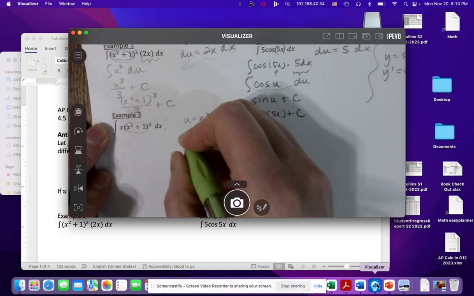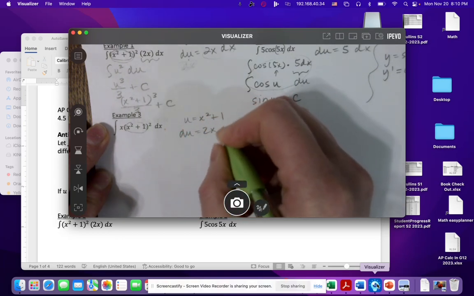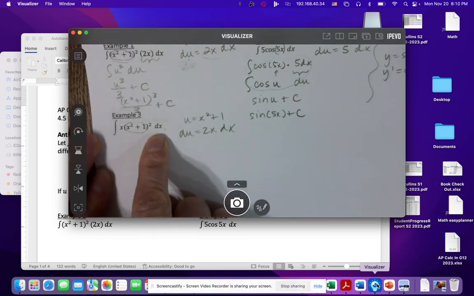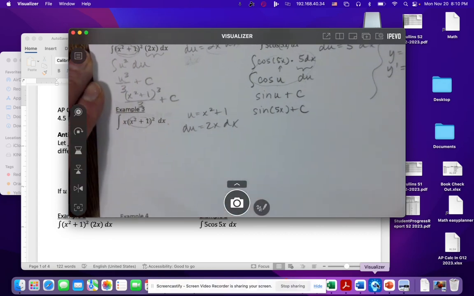And this time when I go to take a derivative, my du is 2x dx, but I don't have a 2 in here. So this example is just making us think, like, how do we force there to be a 2?